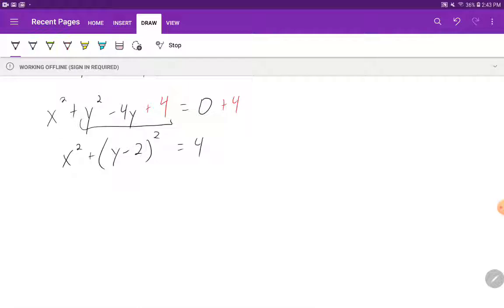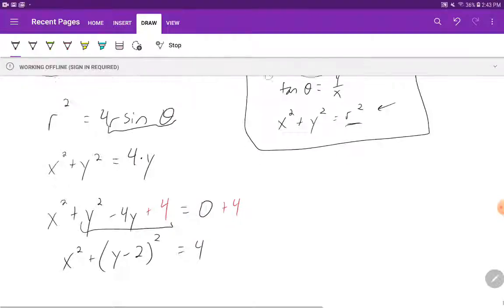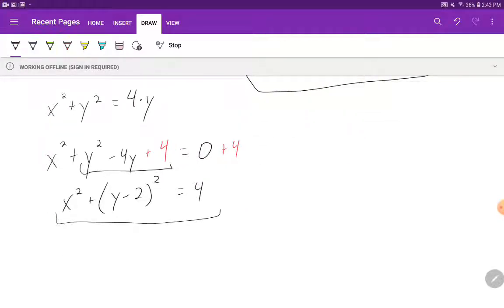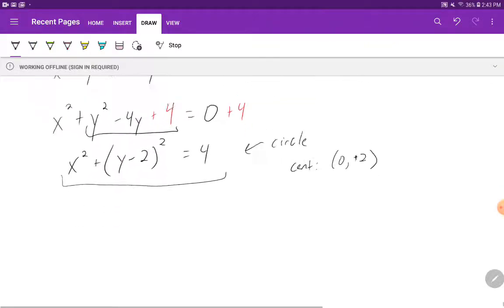So what did we just do? We converted the polar function r equals 4 sine theta into x squared plus y minus 2 squared is equal to 4. So this is a circle with a center of 0, negative 2. I'm sorry, 0, positive 2. So it's a circle that's been shifted upwards, has a radius of 2. So there it is. Hopefully that gives a little bit more perspective on these types of problems. I'll do one more.